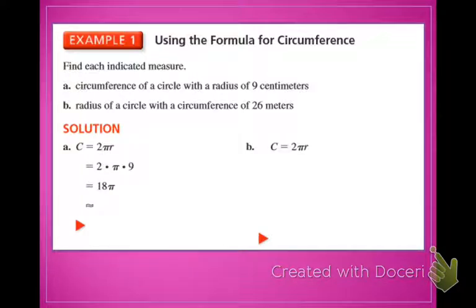Now I want you to look at this. If it said leave an exact value, you would leave it like 18 pi. Okay? But it doesn't say that in the directions. So you're going to hit S to D and round to the nearest hundredth. What do we get? 56.55. So the circumference is about 56.55 centimeters.